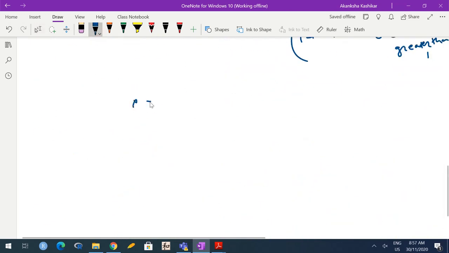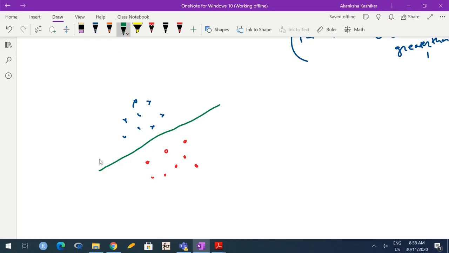So you have some data set. If you don't want to allow for any violations, then of course your classifier has to be something like this and your margins would be something like this. Assume that the margins are touching these points. However, if you are ready to allow for some violations, then your margins can become wide.